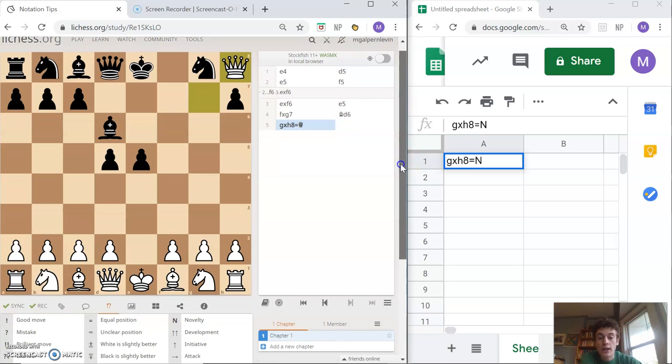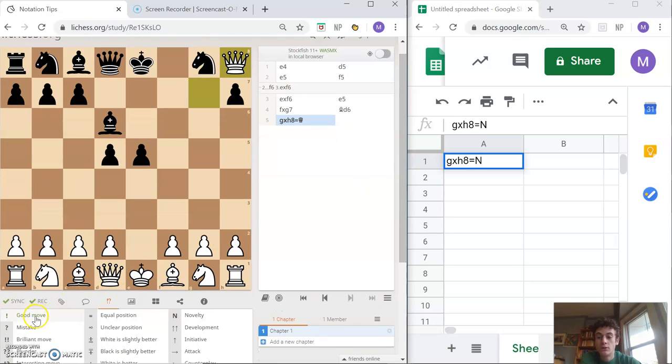And here is the other notation we are going to do. We're not going to go through all of these, but a good move, a very stellar move, would get an exclamation mark. So if we wanted to, we could even do G takes H8 equals queen, exclamation mark, because this is a great move for white. I don't necessarily use the exclamation mark and the question mark, which we'll get to in a second, in my own games, but they're more used for analysis. So if you're looking at a game on a certain website and it has an exclamation mark, now you know what it means.